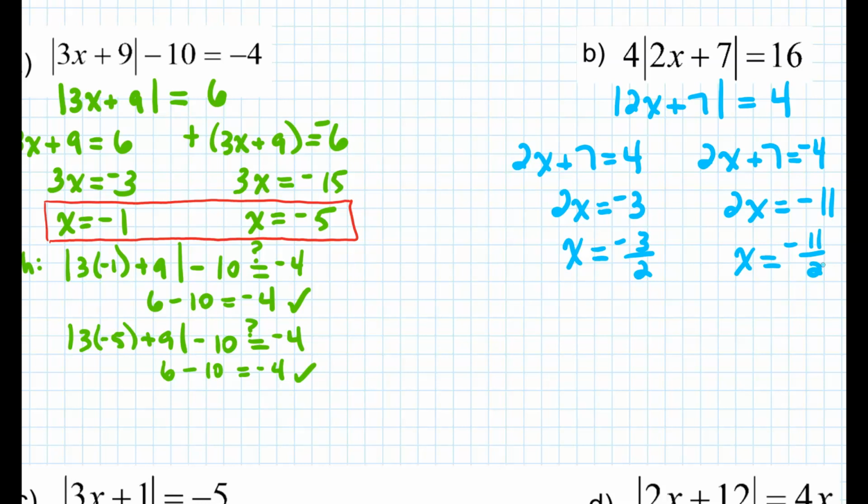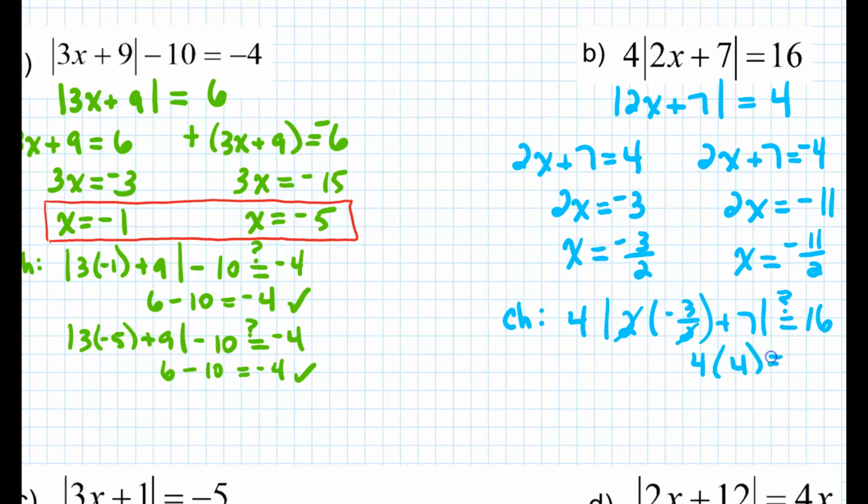Can we stop here? No. Nope. We've got to check into the original, make sure it's okay. So we have 4 times absolute value of 2 times negative 3/2. And who's already cringing because of the fractions? But that's okay, because look what happens in this one. The 2's divide out. We're left with negative 3 plus 7. Oh, let me put my question mark up here. Okay, negative 3 plus 7 is 4. Absolute value of 4 is 4. 4 times 4 is 16. This one checks.